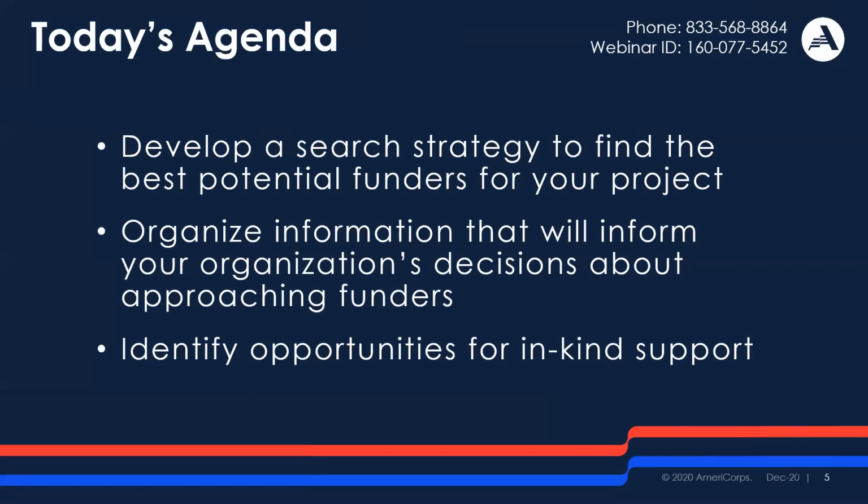But just looking here at today's agenda, you'll see we'll be focusing on the following session goals. As you can see, this is really focused on the searching aspect, on a search for funding, not necessarily on writing grants. I saw a few of you mention grant writing as part of your activities. We do have a separate recorded webinar on writing a grant, and we'll address that a little bit later on. But as you can see here, our agenda is to develop a search strategy to find the best potential funders for your project, to organize information that will inform your organization's decisions about approaching funders, and to identify opportunities for in-kind support as well.